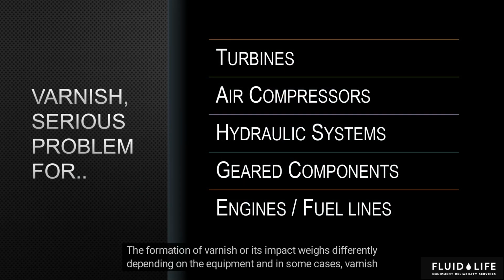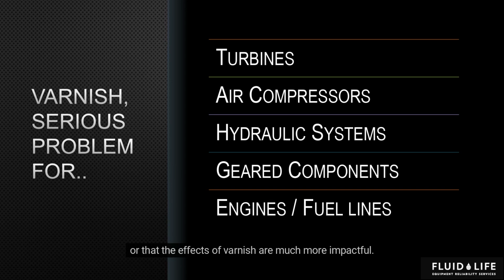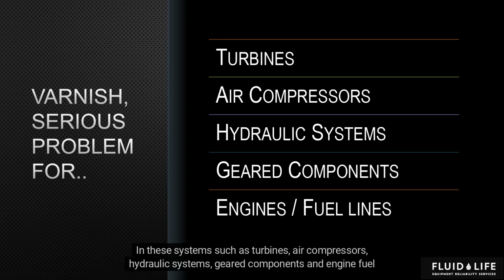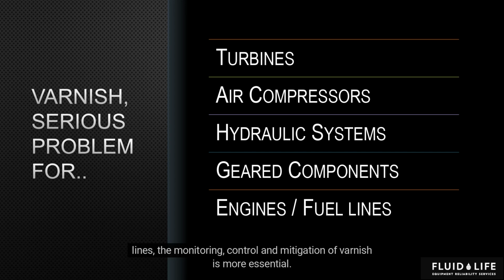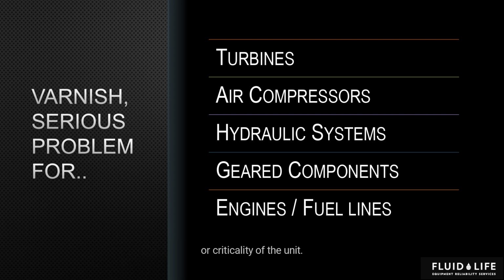The formation of varnish or its impact weighs differently depending on the equipment, and in some cases, varnish can pose serious problems. The reason could be that the nature of the equipment makes the formation of varnish particularly easier, or that the effects of varnish are much more impactful. In these systems such as turbines, air compressors, hydraulic systems, geared components, and engine fuel lines, the monitoring, control, and mitigation of varnish is more essential. The result of unchecked varnish in these systems is more severe from the perspective of wear, downtime, or criticality of the unit.